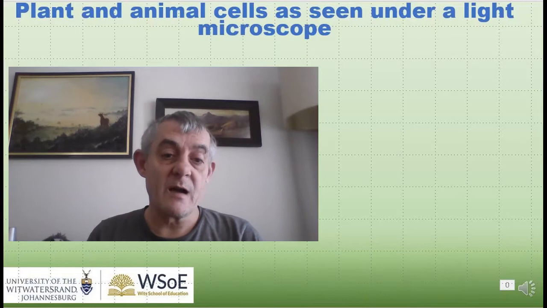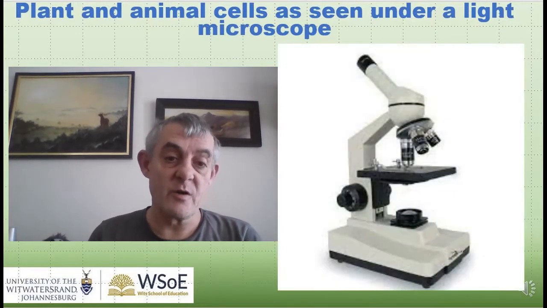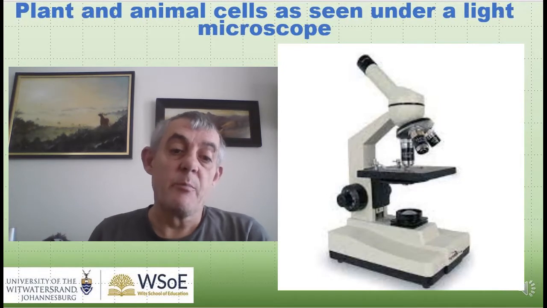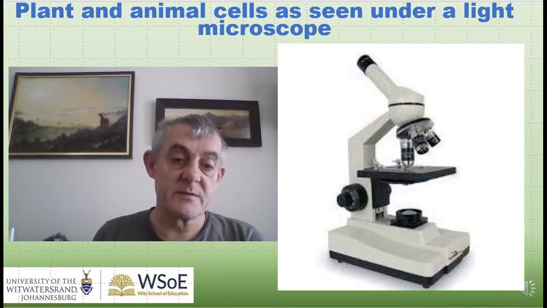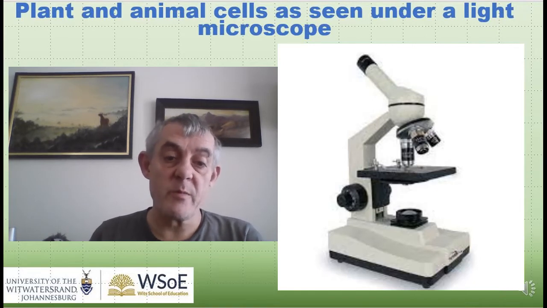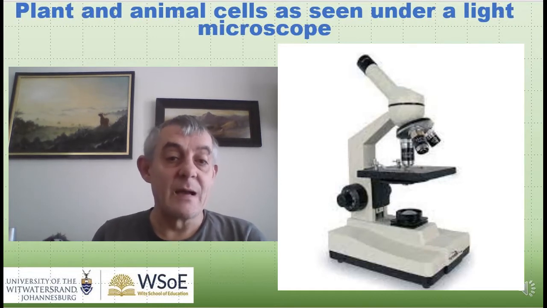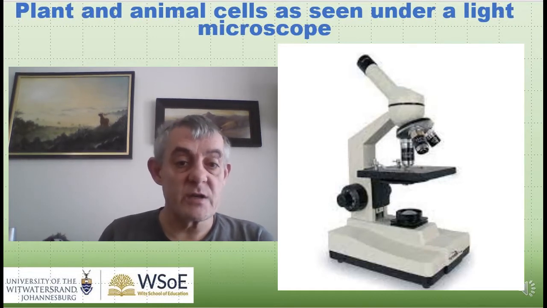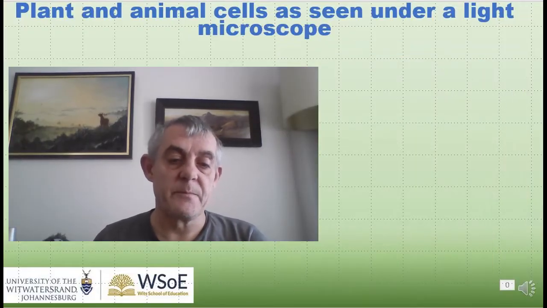Now, there is no doubt that the invention of the compound light microscope, or the microscope, enabled biologists to investigate the structure of cells. So from the first time when Robert Hooke identified cells and named cells, the invention of the microscope allowed biologists to look at the structure of plant and animal cells in more detail for the first time.